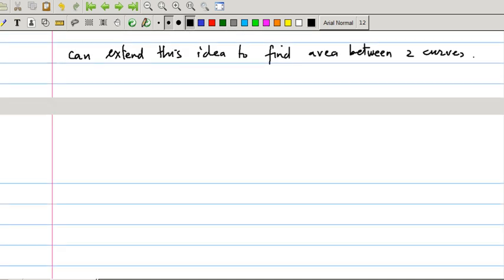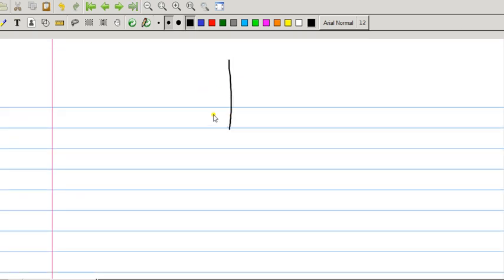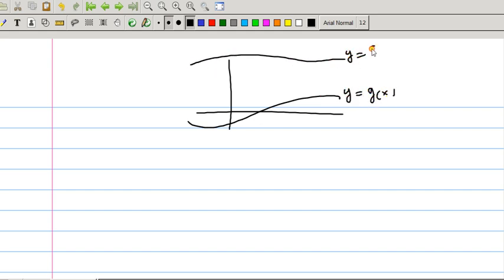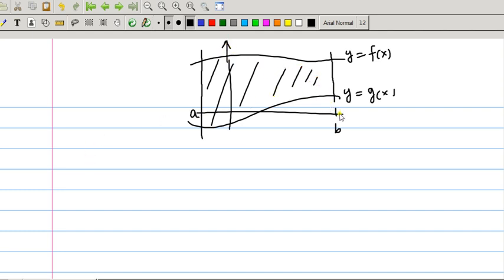So what is that? If one function is y is equal to g of x, the other function is y is equal to f of x. Let's say these two functions are given, two curves are given, and you have from a to b, let's say. This area you want to find. Area between two curves from a to b. So how to get it, you can do that.